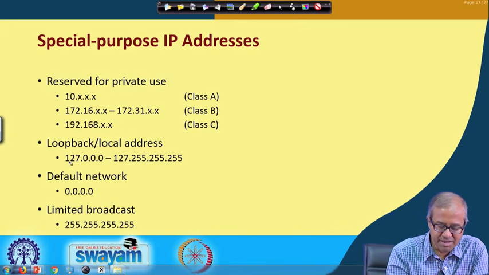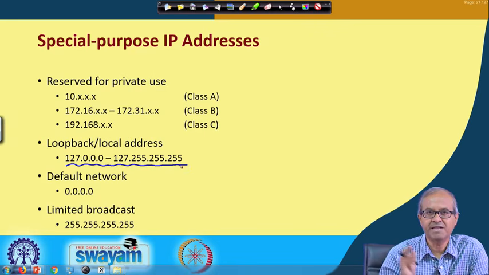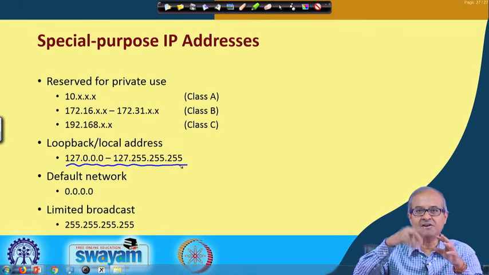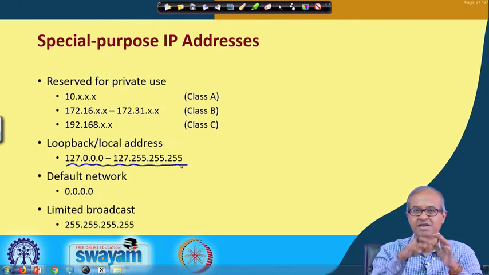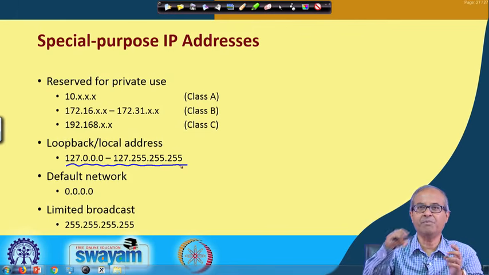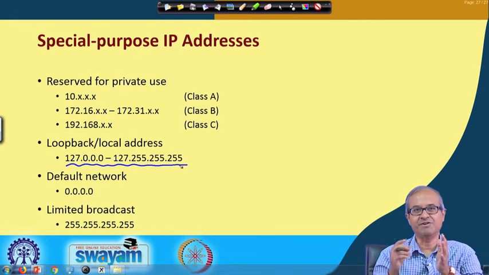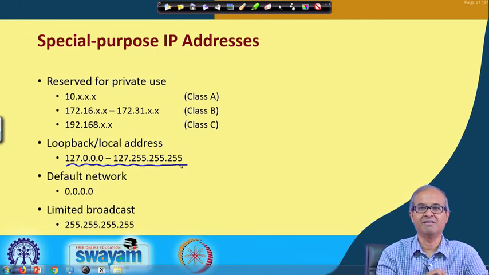Now, there is something called loopback or local address. Any address that starts with 127 is assumed to be a local address. Local address means it never goes out of the network, it will remain inside. Suppose even from your computer, if you try to send a packet to 127 dot something, it will come back to your own computer, it will not go anywhere else. That is referred to as a loopback or a local address.